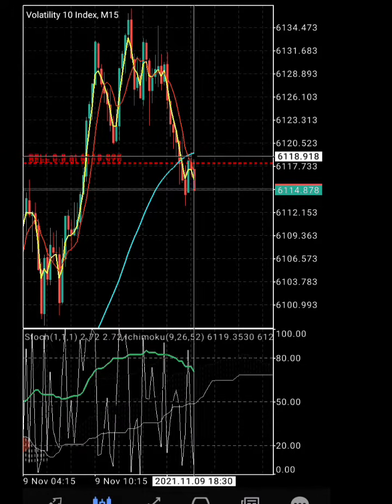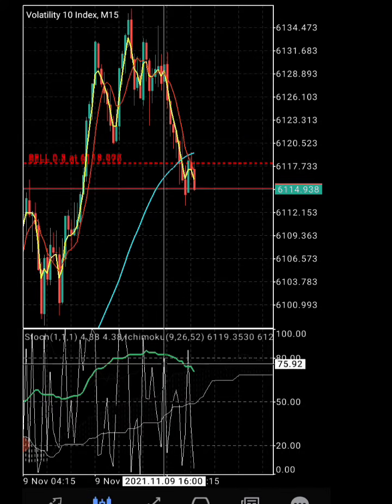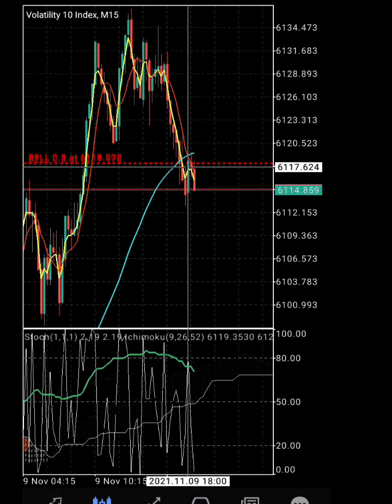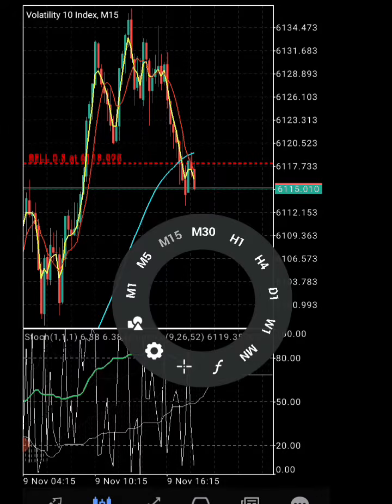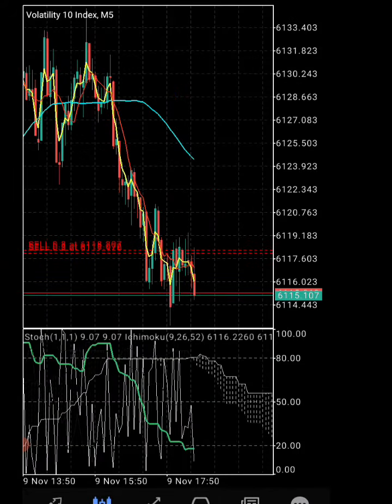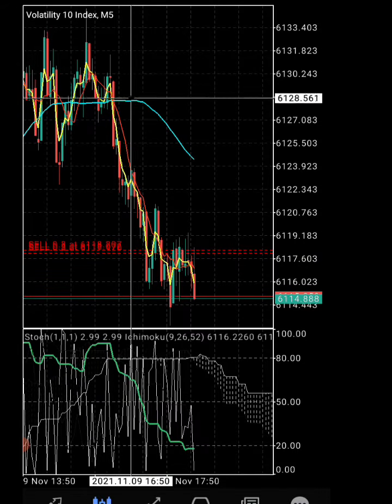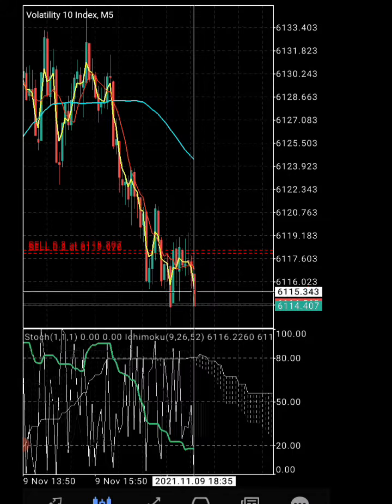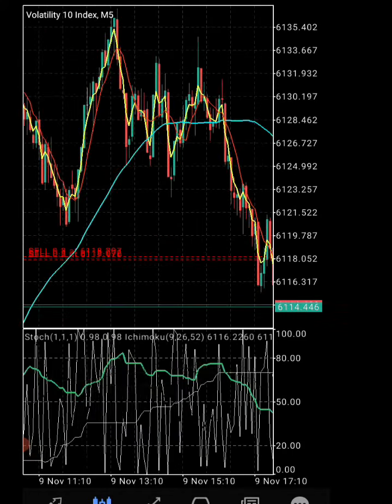I wait for this blue moving average to cross above the price chart, and then for the green Ichimoku to be at the overbought level. Then I place the sell. As soon as I get those two conditions, I'll place a trade.